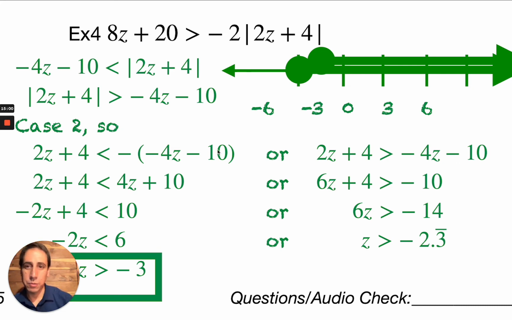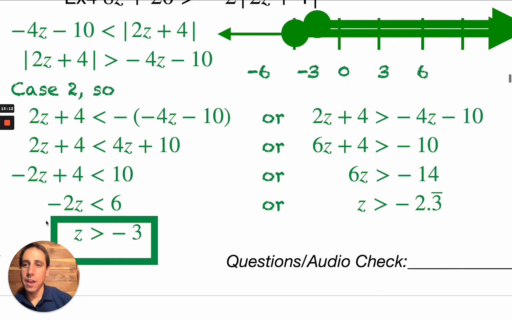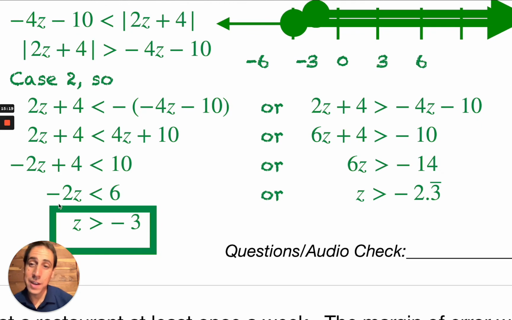So we solve these. On the left-hand side, the negative side, we can distribute and get positive 4z plus 10. Subtracting 4z from both sides, we get negative 2z. And then subtracting 4 from both sides, we get negative 2z is less than 6. Then dividing both sides by negative 2 to get z all by itself, we get negative 3 over here. And notice the symbol is flipped because I multiplied or divided by a number that is negative.